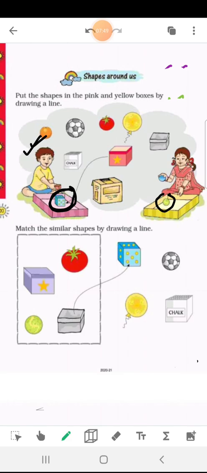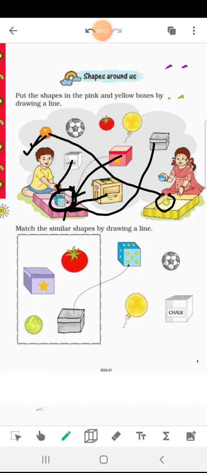She put the shapes in the pink and yellow boxes. So in the pink boxes, which shapes will come? This one will come here, this one will come here, this one will come here, and this one also will come here. Okay. And the girl is collecting the round ones. So this orange will come to this box, ball will come to this box, tomato will come to this box, and also this balloon will come to this box.